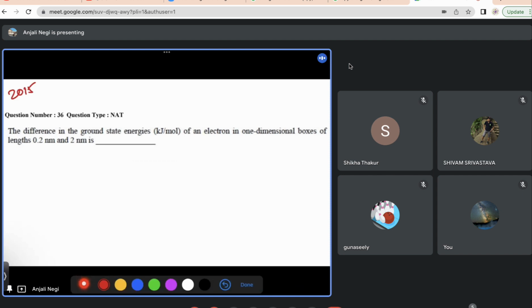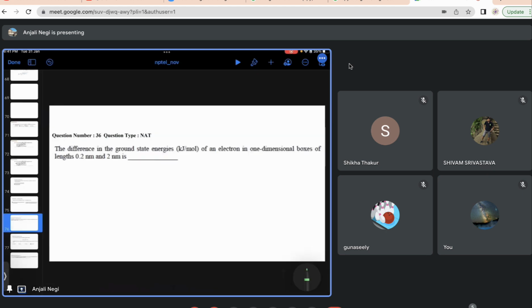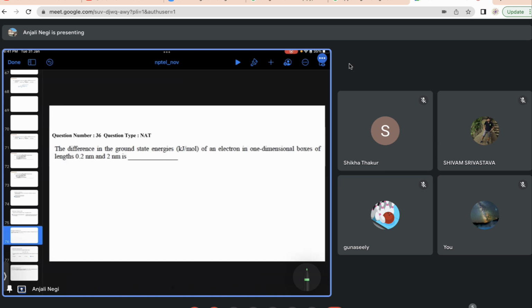This is the 2015 problem, question number 36. Just take your pen, copy it, and solve it with me. The question says we have to find the difference in the ground state energy, in kilojoule per mole, of an electron in one dimensional boxes of length 0.2 nanometer and 2 nanometer. So write down the two lengths: 0.2 and 2 nanometer.